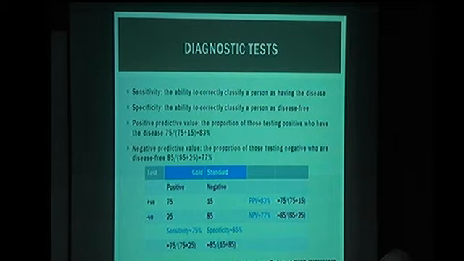If the actual chance of being positive is quite low and you have a high proportion of people who are unaffected, it's going to end up that even though you have pretty good sensitivity and specificity, your predictive values are not going to be great.